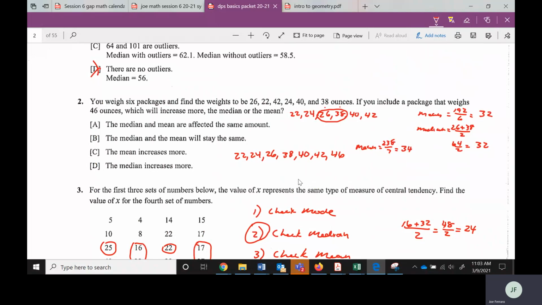Now let's look at the median. Well, the median's easier to find now. You have 7 numbers. So you go 1, 2, 3, and 1, 2, 3. There's the median.